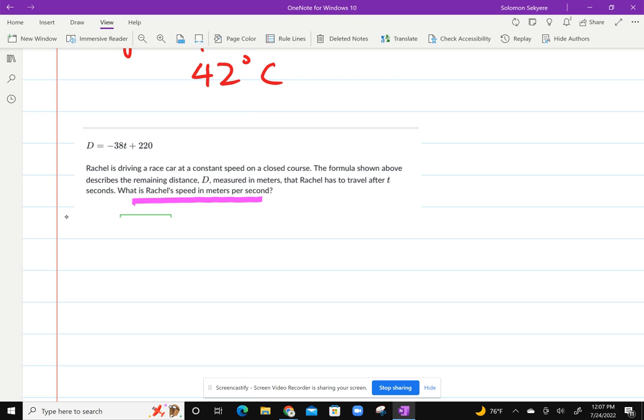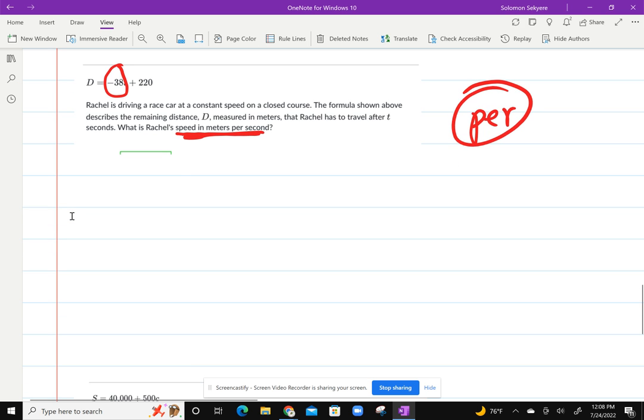Here you're not told whether to go and find d or t, but you have to know what this means: speed, per second. Speed, per. Remember what I told you in the beginning? That talks to you about rate. So straight up it is 38, the absolute value is 38. The negative tells you that it's decreasing because we're talking about the remaining distance. So the answer to that will be 38.